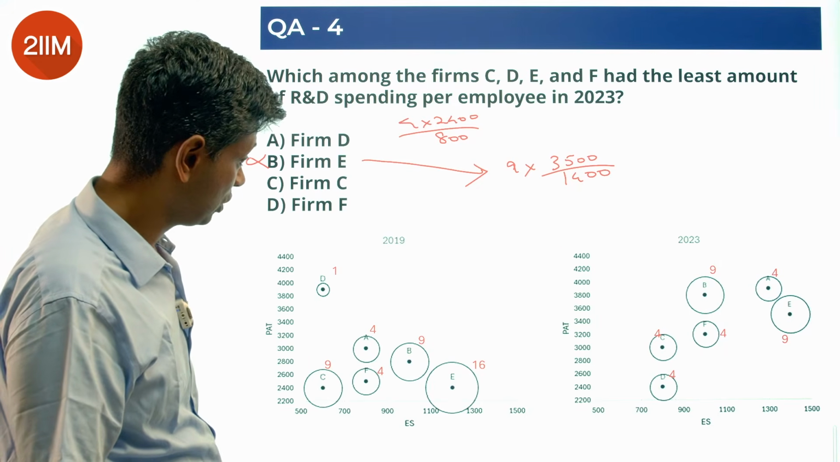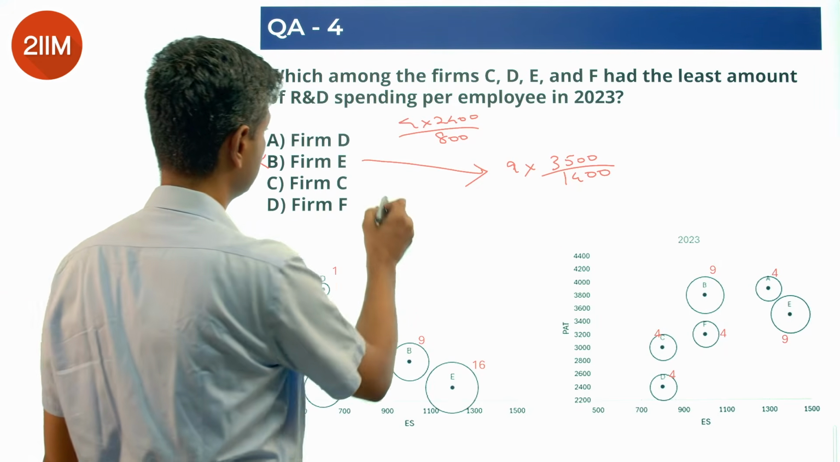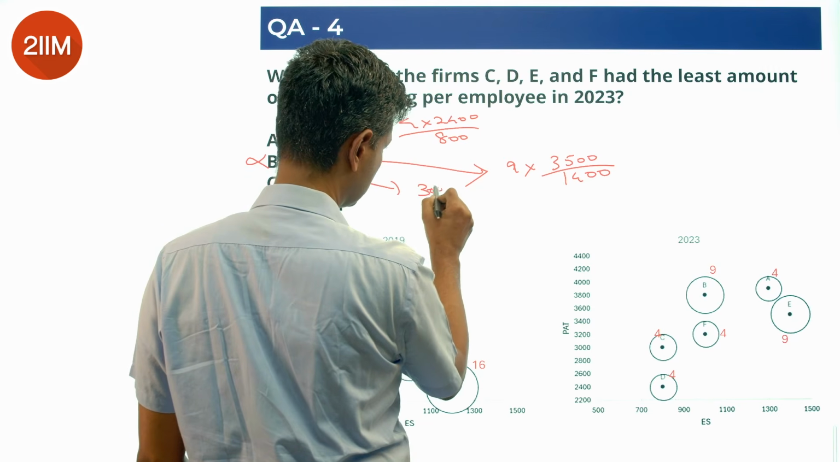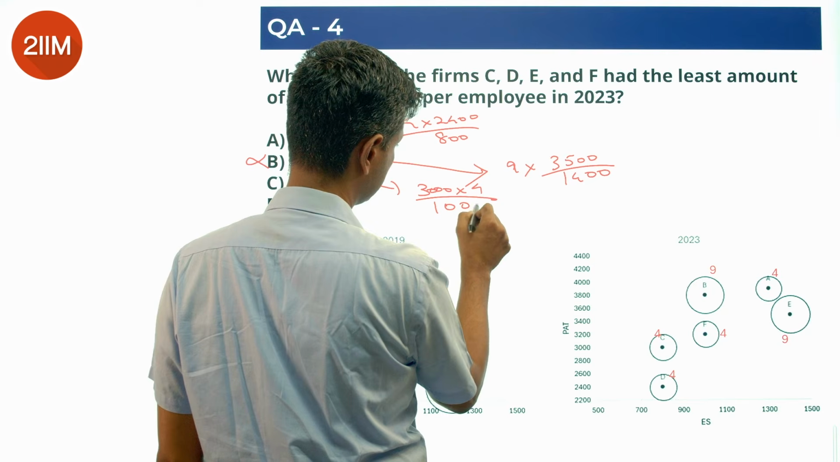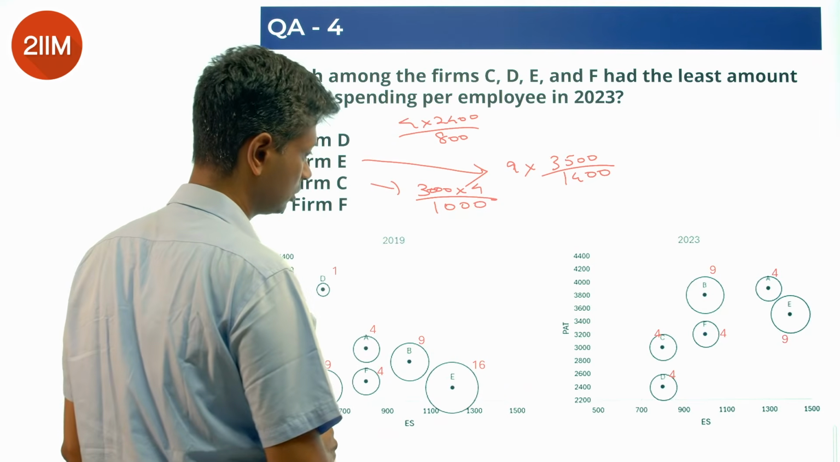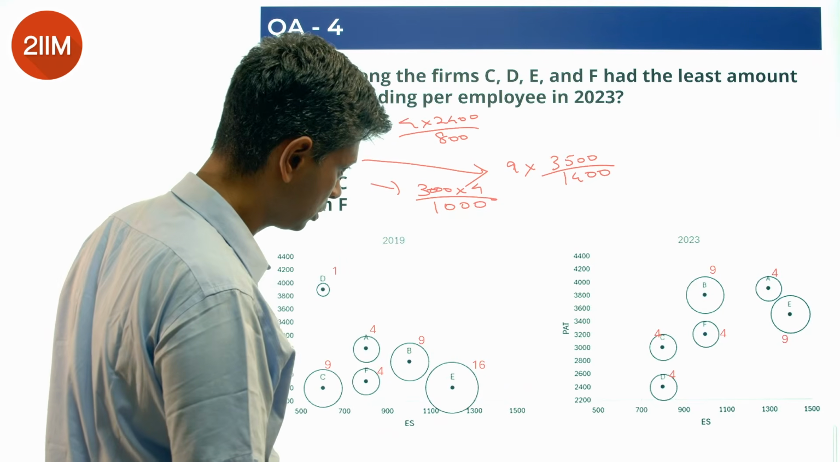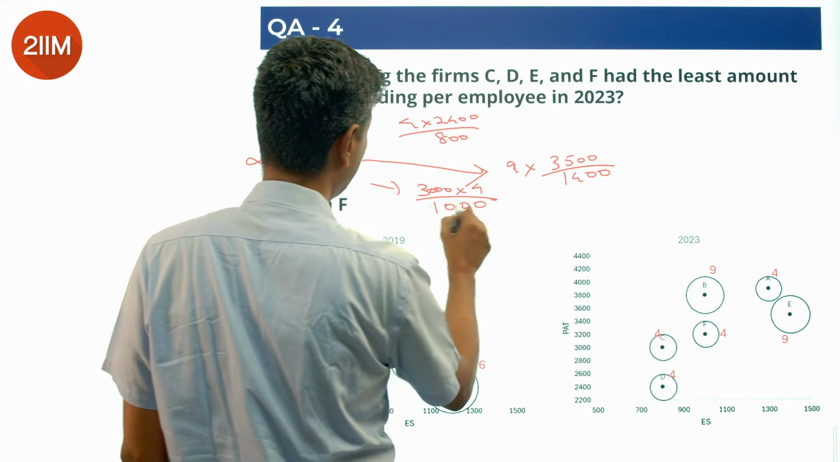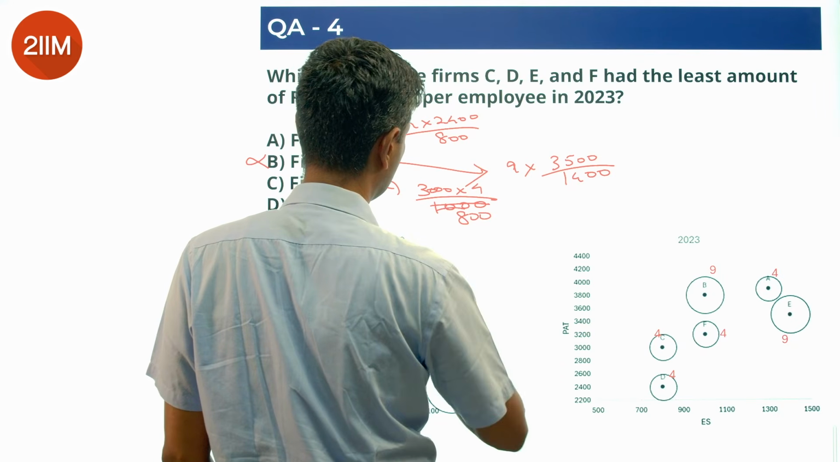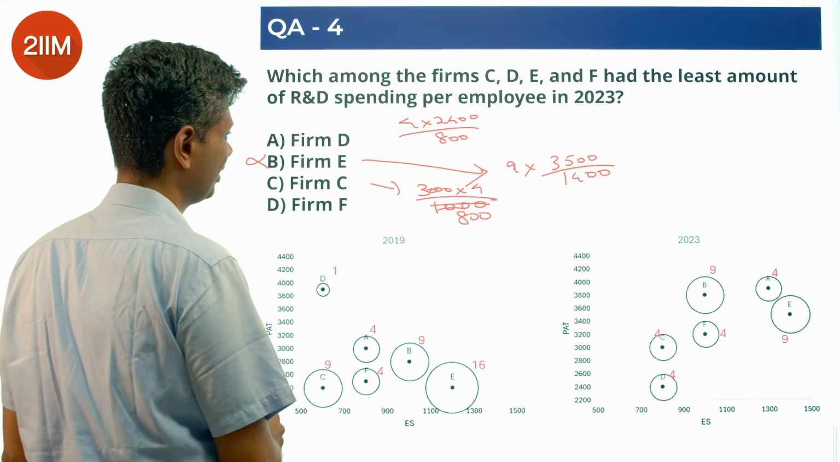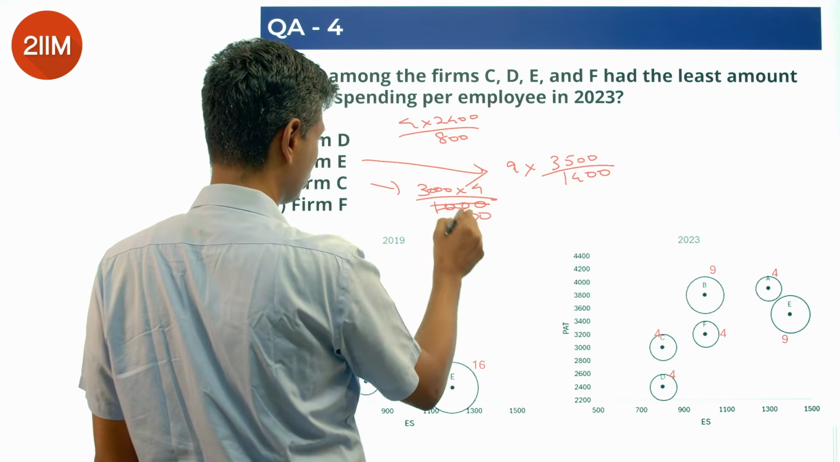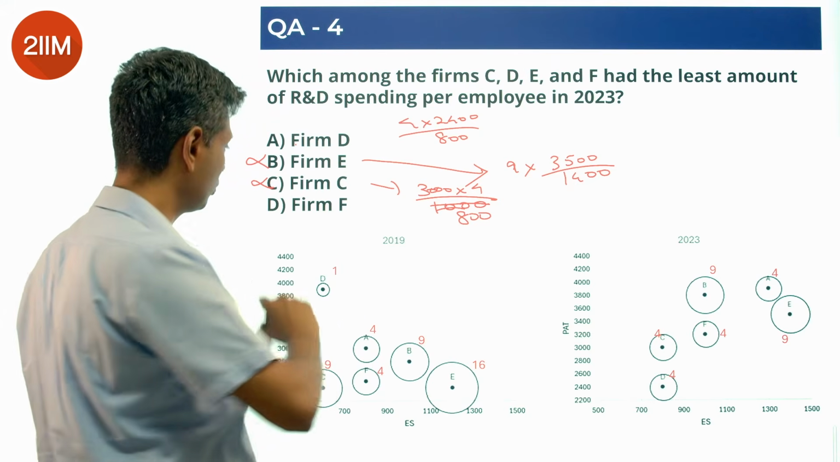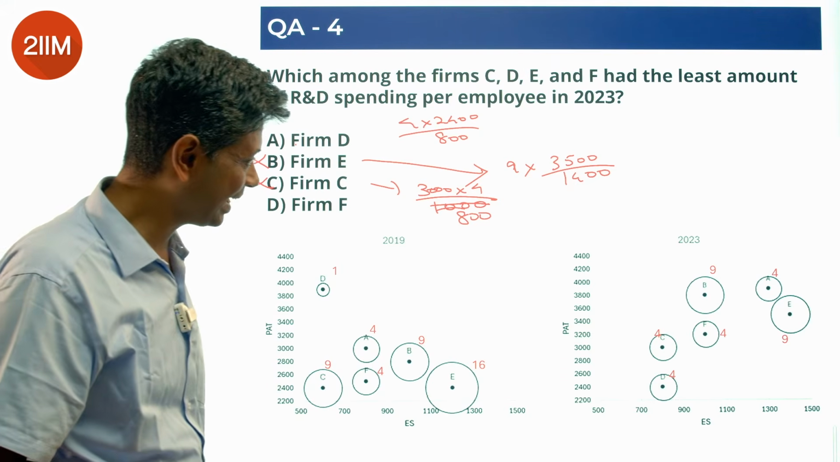C would be 3000 into 4 by 1000. 3000 into 4 by 800. Nice. This is 4 into 2400 by 800. This is 4 into 3000 by 800. This is also low. So far it is D. We need to compare D and F.